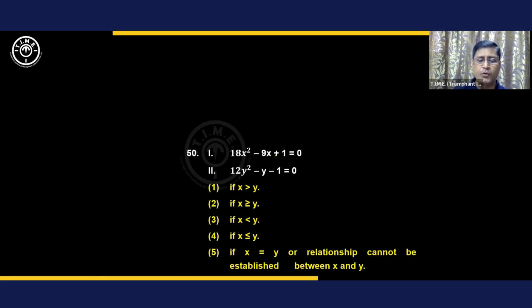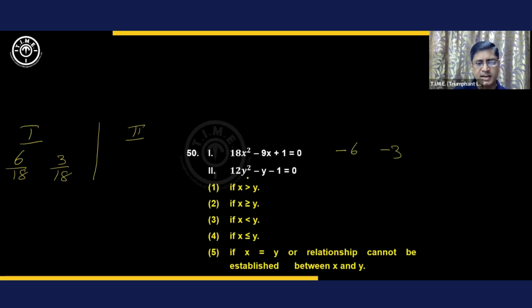18 and 1. 18 into 1 is 18. How to get the middle number? The middle number we can easily guess as minus 3 and minus 6. The sum of these two is equal to how much? Minus 9. The product is equal to positive 18. The roots of the first quadratic equation are 6 by 18 and 3 by 18. Just take the same factors with the opposite sign and divide with the coefficient of x square.